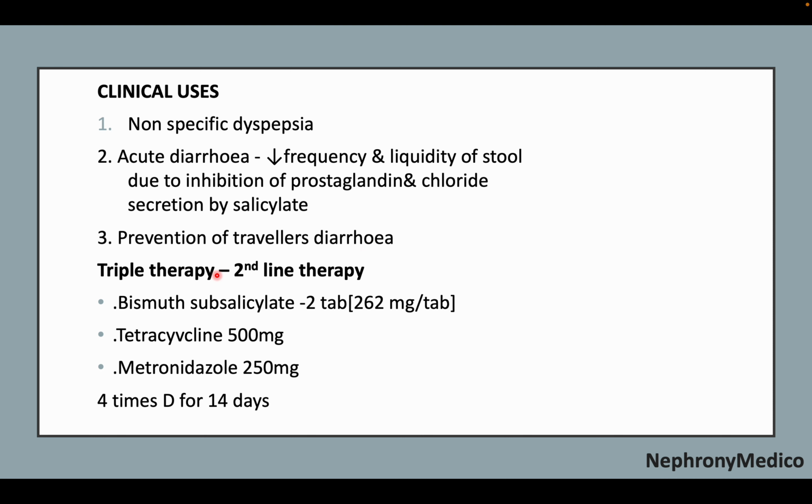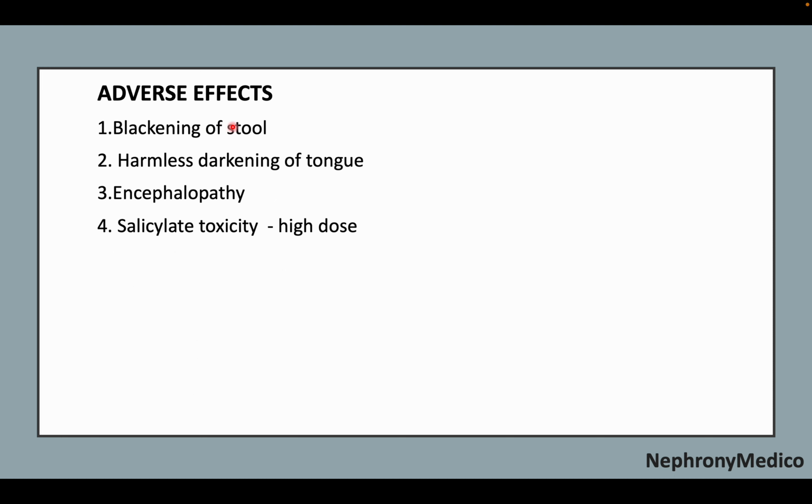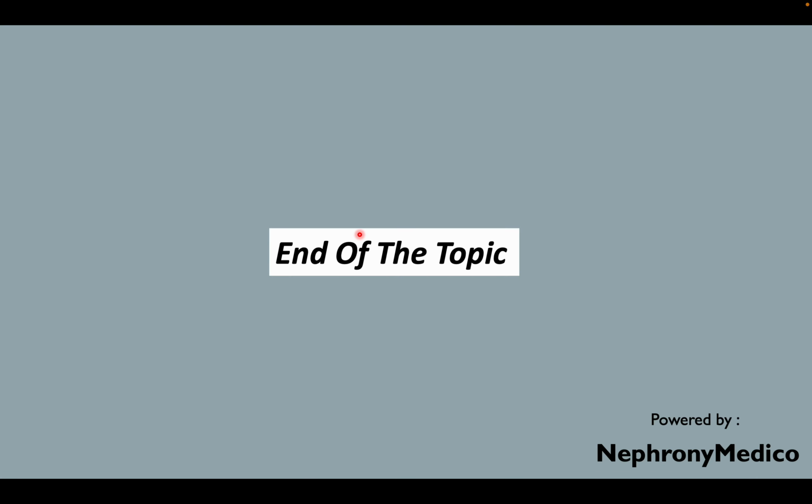In case of triple therapy, it is a second-line therapy where two tablets of bismuth subsalicylate are used with tetracycline 500 mg and metronidazole 250 mg four times daily for 14 days. Adverse effects include blackening of the stool, harmless darkening of the tongue, encephalopathy, and salicylate toxicity may be seen in high doses. End of the topic.